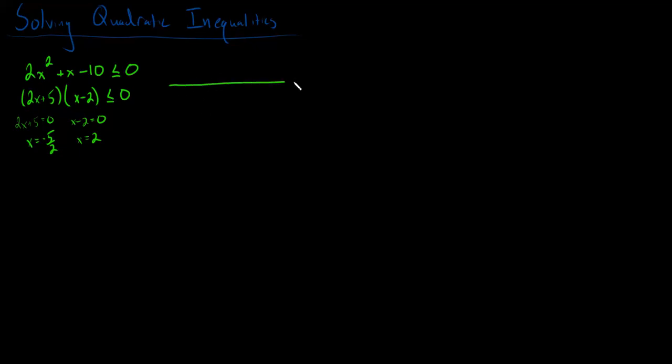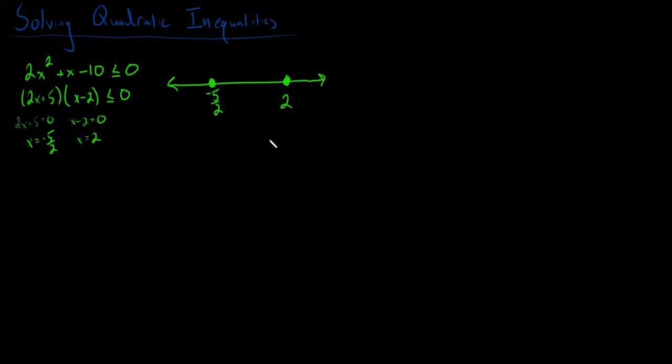So I'm going to put these solutions on the number line. I have negative 5 halves and positive 2. Those were the two solutions I ended up getting. But since it's an inequality, I have to think about what intervals the solution is going to lie in. And since this is less than or equal to, that means the expression can be 0. So I'm going to put a closed circle on each of these values.